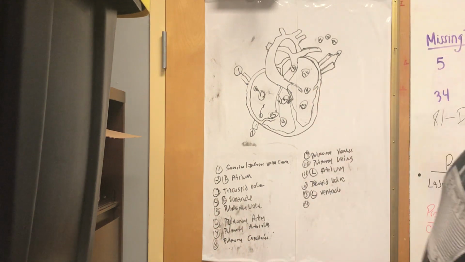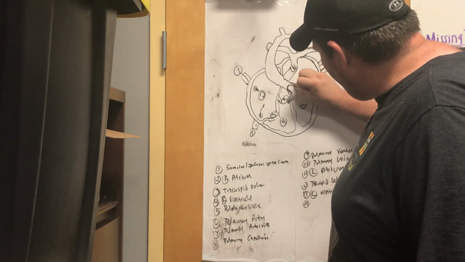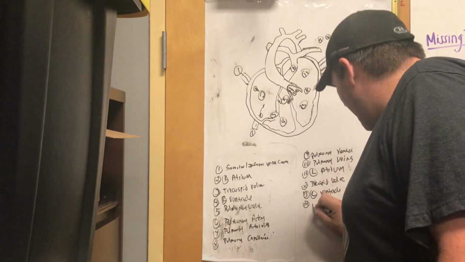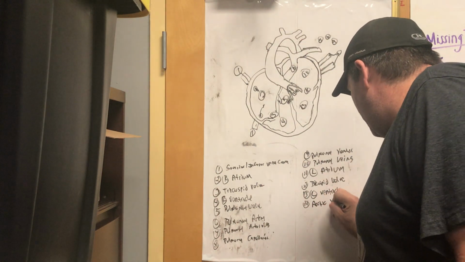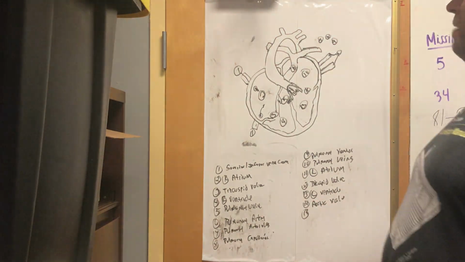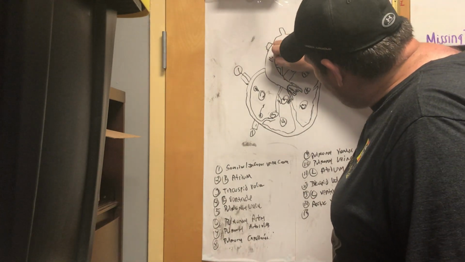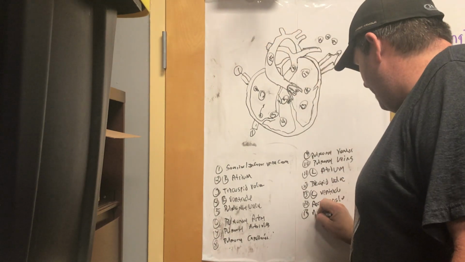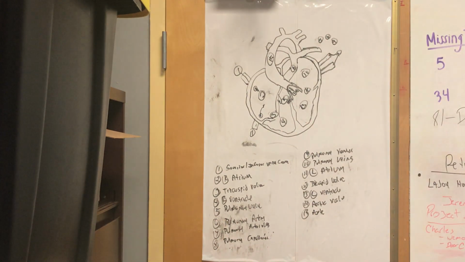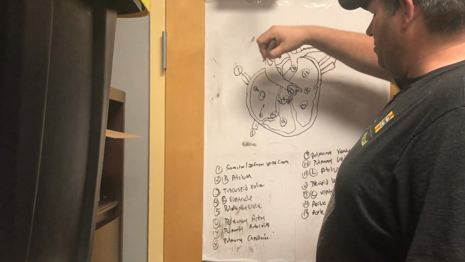Okay, so from the left ventricle, we're going to go up this way into this valve right here, which is number 14, the aortic valve. Okay, so from the aortic valve, we're going into number 15 up here, which is the aorta. Okay, so once we're in the aorta, we're leaving from there, and we're going into the circulatory system.